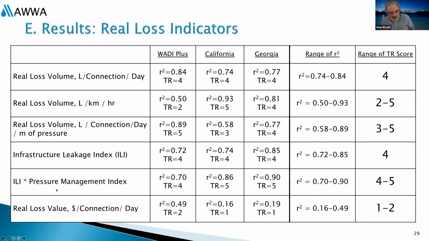We also have an indicator on ILI times the pressure management index, which comes out similar to the ILI itself, but it is a different indicator in terms of dealing with the reference pressure for the UARL. And lastly, the real loss value is poor in terms of rigor.